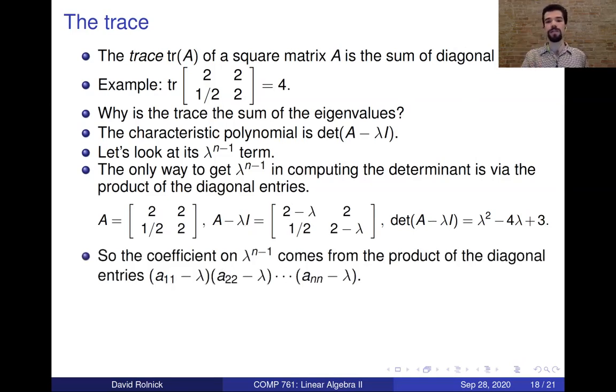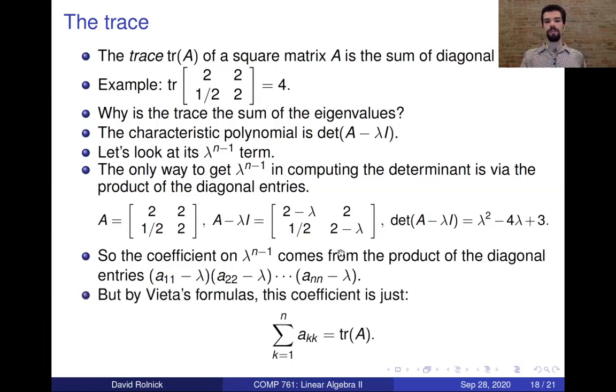The coefficient on lambda to the n minus 1 comes just from the product of the diagonal entries. That's the only way that you can get a lambda to the n minus 1. All of the other products in the determinant, remember the determinant is a sum and difference of products, none of the other products will contain a lambda to the n minus 1. They'll contain lambda to the n minus 2 at most, actually. And the coefficient of lambda to the n minus 1 in this is just the sum of all of these things. And that's the sum of the diagonal entries, which is the trace.